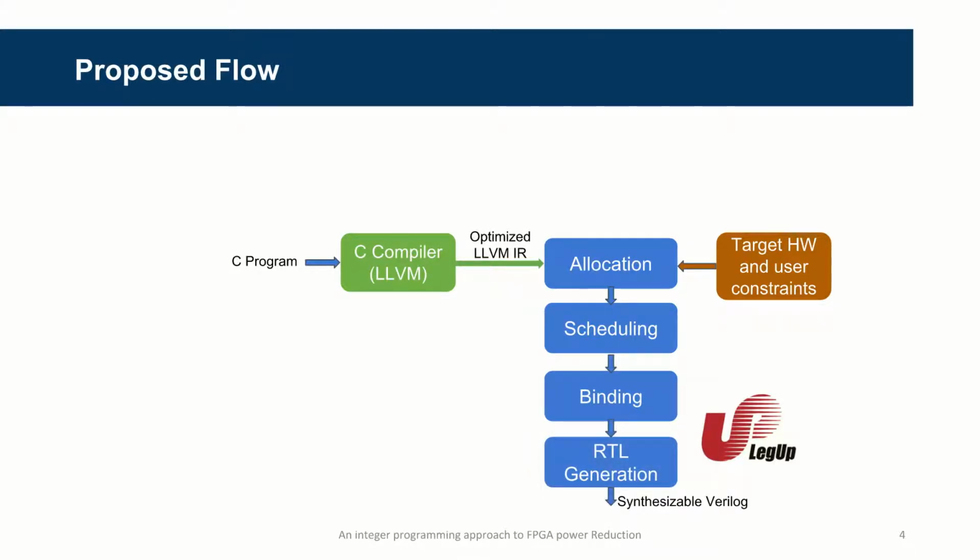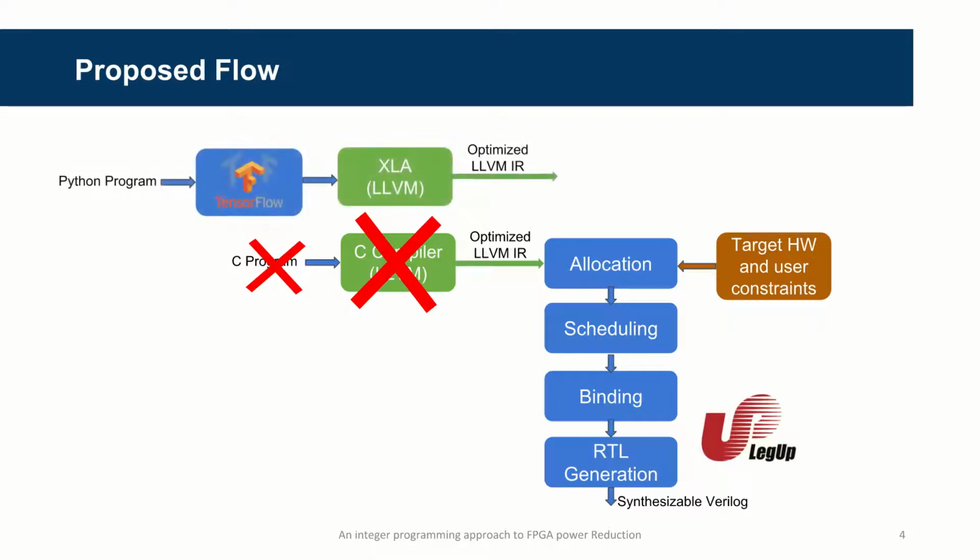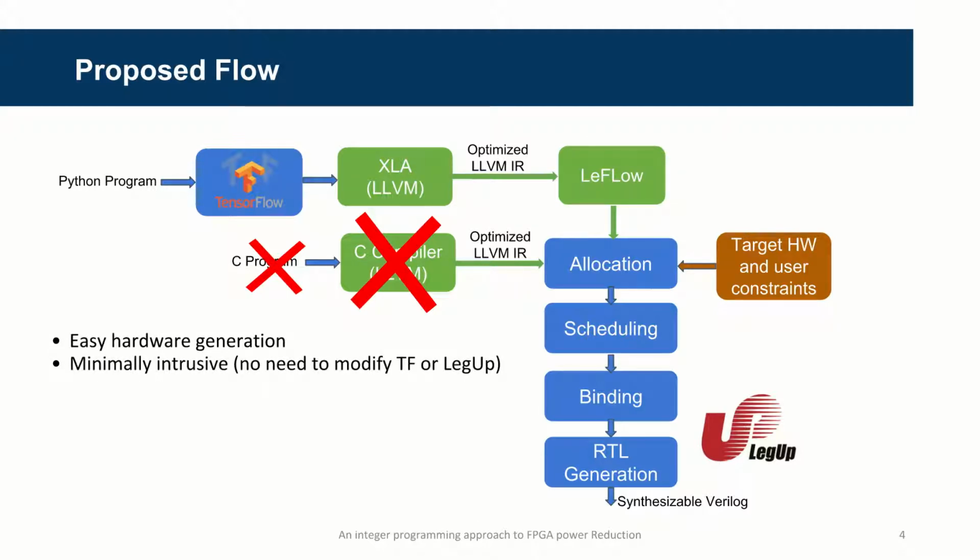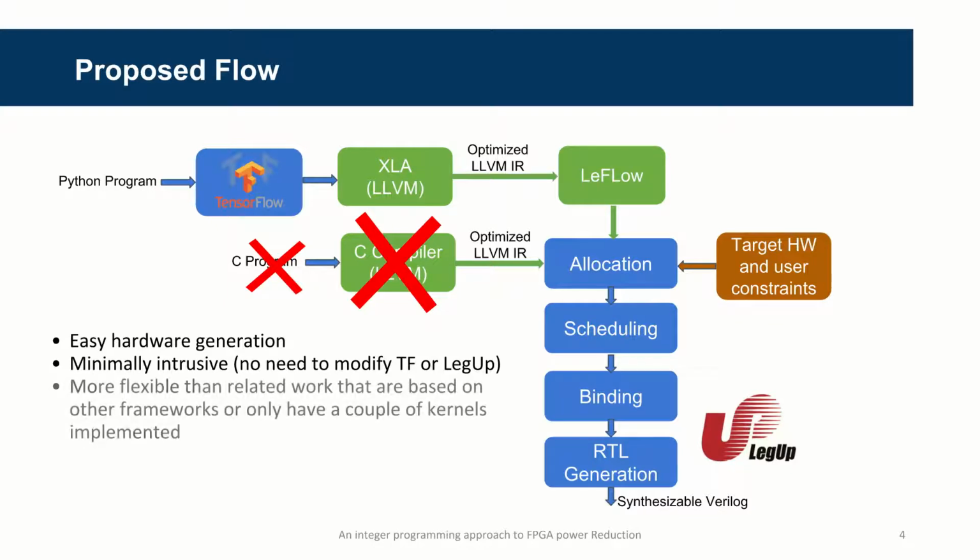Our flow does not use a C program, but it actually uses a Python program. This Python program is then fed to TensorFlow. TensorFlow uses XLA in its backend, and it creates optimized LLVM IR for us. This LLVM IR is then fed to our tool, which is LeFlow. LeFlow restructures this code and sends this code back to LegUp HLS, resulting in synthesizable Verilog. This promotes easy hardware generation. It's a minimally intrusive solution since there is no need to modify TensorFlow or LegUp, and is also more flexible than related work that are based on other frameworks or only have a couple of kernels implemented.